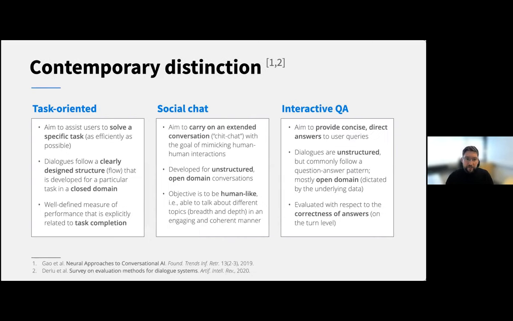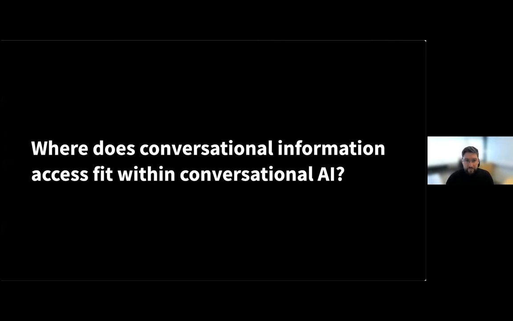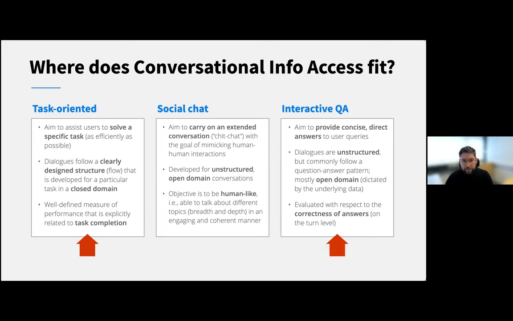Now, more recently, this traditional categorization has been extended with a third category, which I call interactive question answering here, in recognition of the fact that it doesn't really fit either of the other categories, but it deserves a separate class on its own. And the next question we might ask is, okay, within this distinction, where does conversational information access fit? So when the user has some information need, or needs help with completing some task, where does it fit? And it would fit in two categories or a mix of two categories, task-oriented and interactive QA. So there is immediately this issue that we are cutting across multiple categories, even if just focusing on information access related tasks. And I will come back to that issue in a bit.